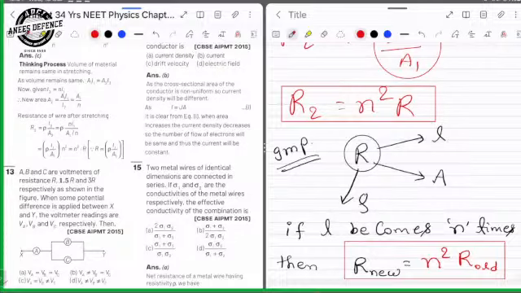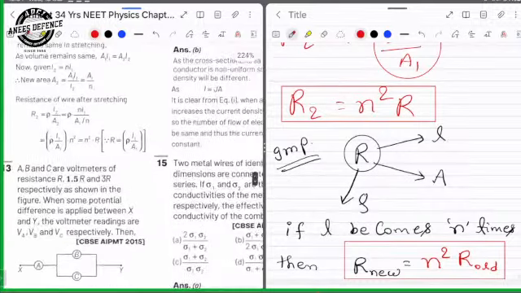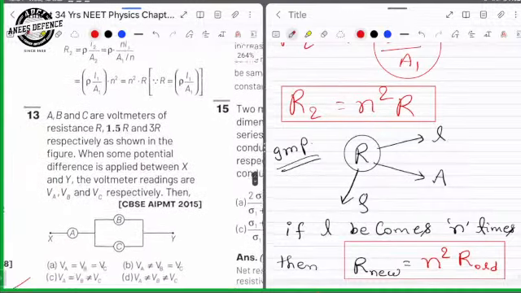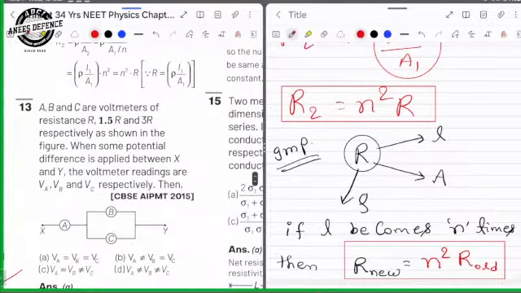Question number 13. Okay. Question number 13.